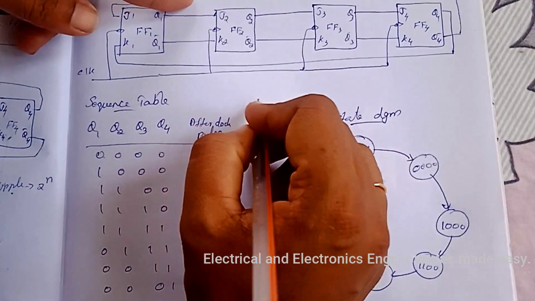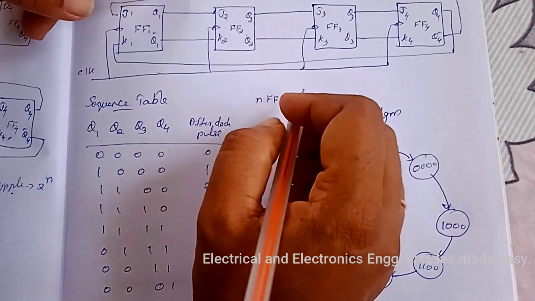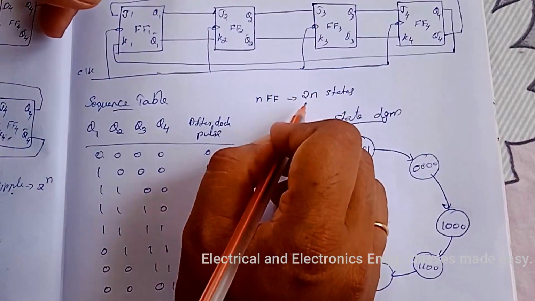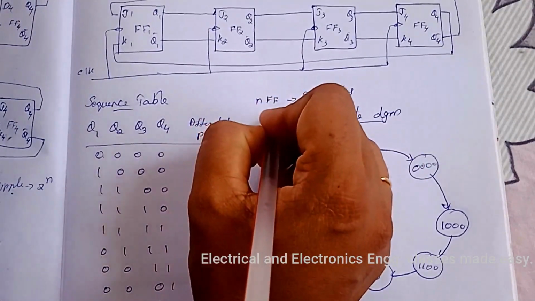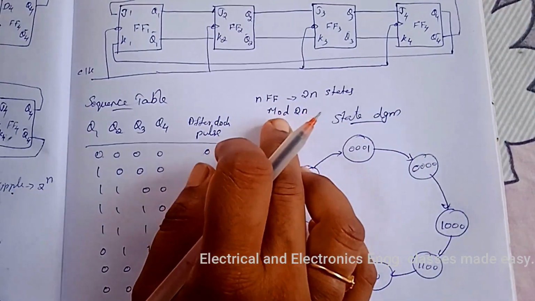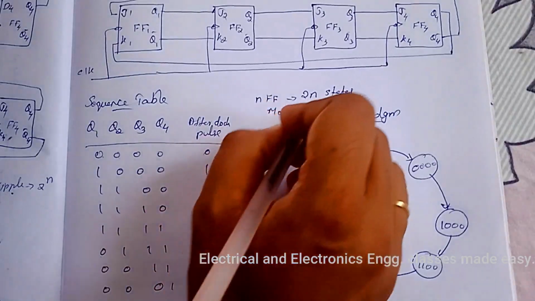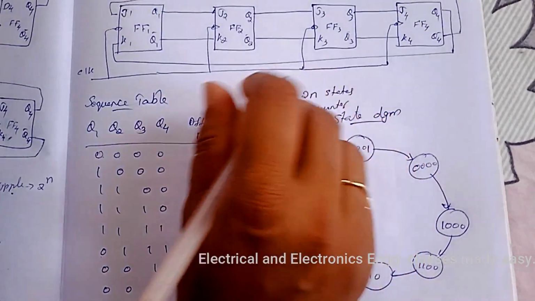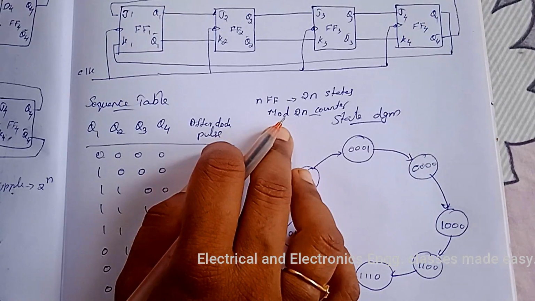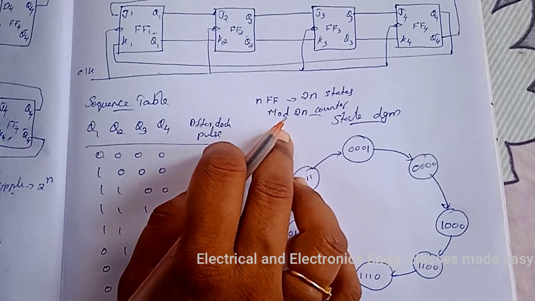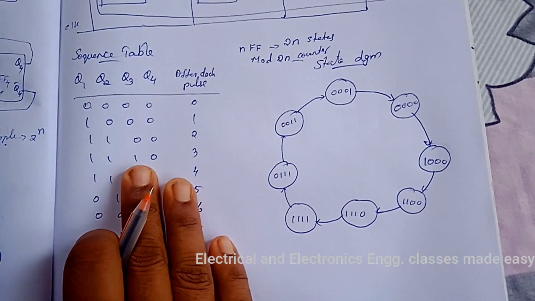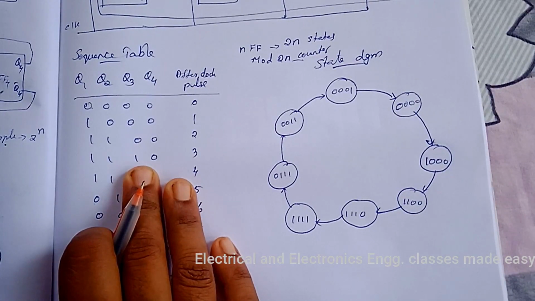So an N flip-flop Johnson counter can have 2n unique states and can count up to 2n pulses. So we can say that it is a mod 2n counter. The ring counter is a mod n counter and a twisted ring counter is a mod 2n counter. But this twisted ring counter is less economical than the ripple counter, but more economical than the normal ring counter. So this is about the shift register counters, that is ring counter and twisted ring counter or Johnson counter.